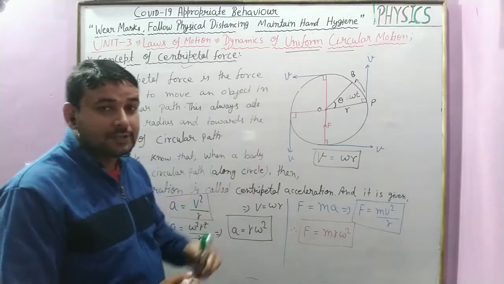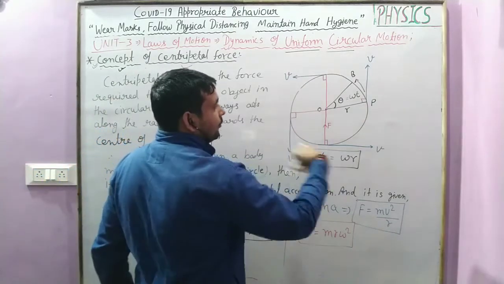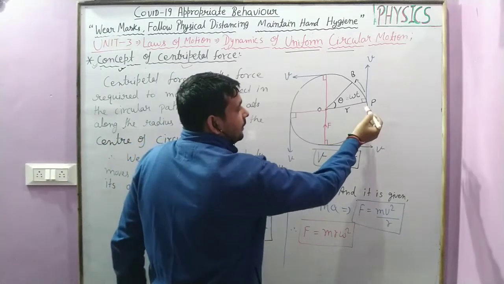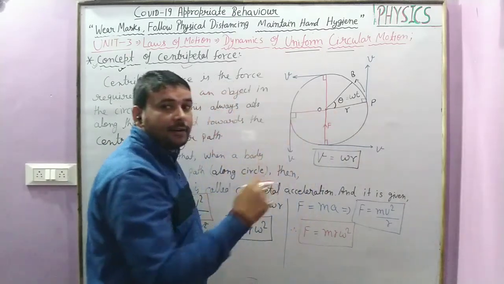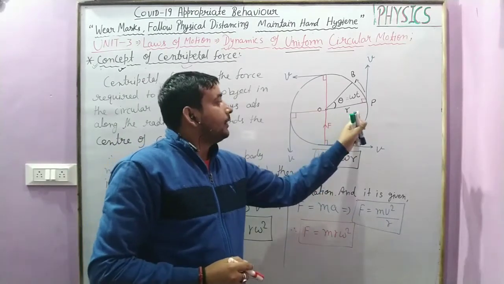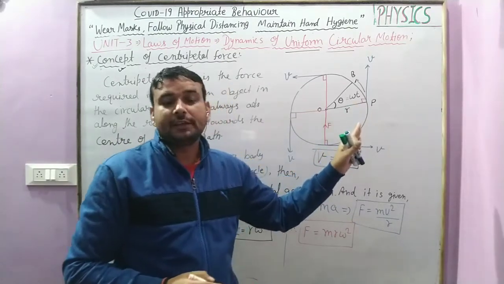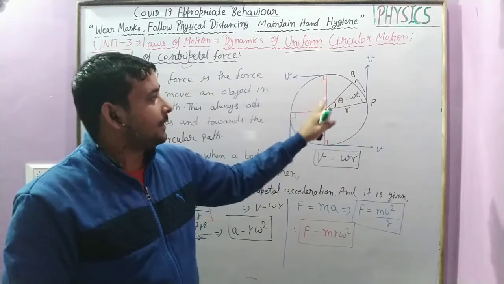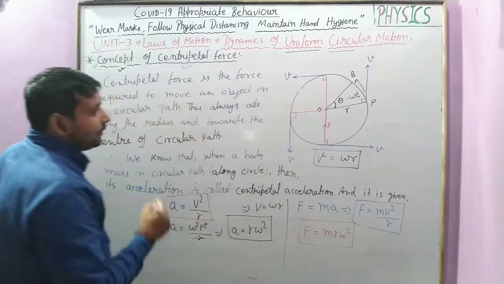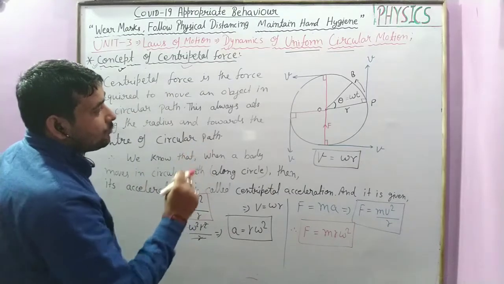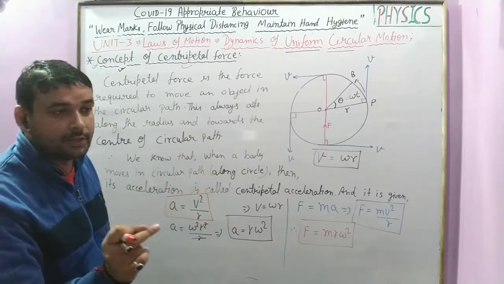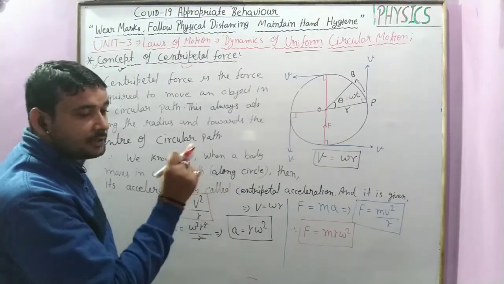So it is very clear, students, from the figure also, when a body is moving in circular motion, the direction of the velocity changes at every instant of movement. Clear? So we say when a particle is moving in a circular path, its velocity, or direction of velocity, changes.